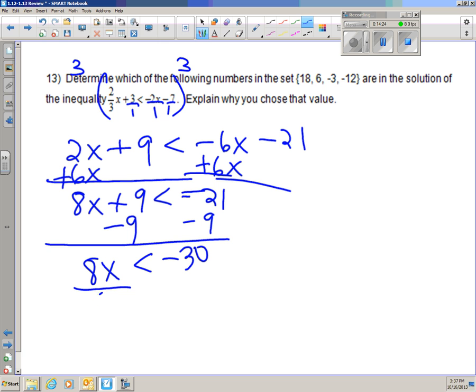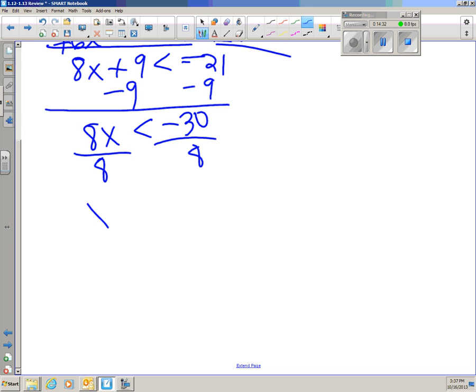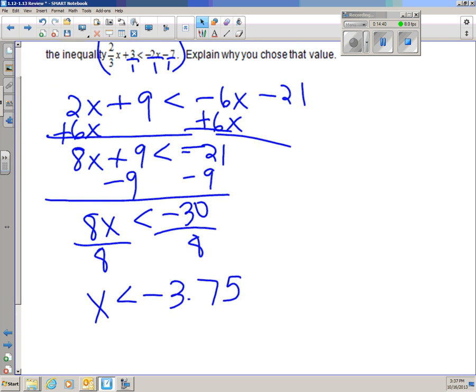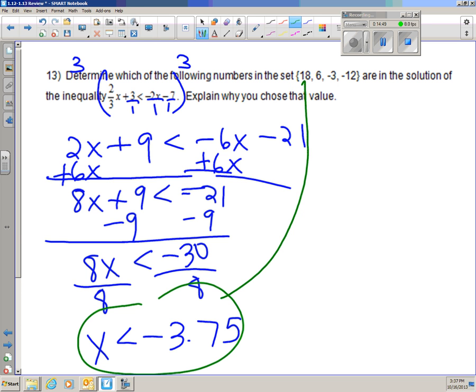When I divide both sides by 8, and I happen to be using my calculator, it turns out that x has to be less than negative 3.75. All right, so now I've got to think of some numbers in this set that are less than negative 3.75. So I'm looking at this and I'm saying, okay, is 18 less than negative 3.75?